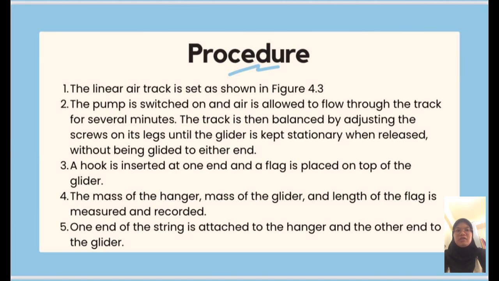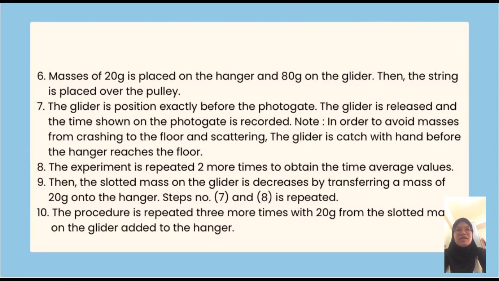The third one is a hook is inserted at one end and the flag is placed on top of the glider. The fourth one is the mass of the hanger, mass of the glider and the length of the flag are measured and recorded. The fifth one, one end of the string is attached to the hanger and the other end to the glider. The sixth, masses of 20 gram are placed on the hanger and 80 gram on the glider. Then the string is placed over the pulley.